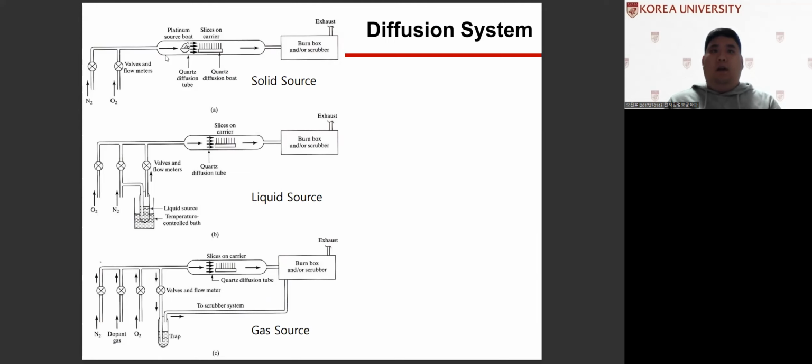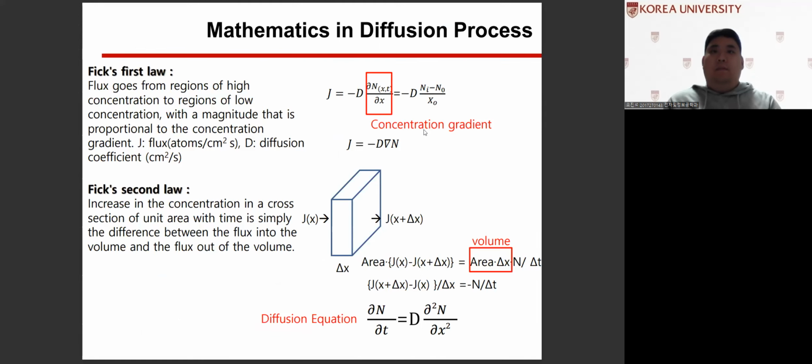In the chamber, we apply gas and heat, and we apply materials in those three kinds of phase. Whatever materials we apply are heated to form gas and applied to the wafer. This is simple mathematics of diffusion.